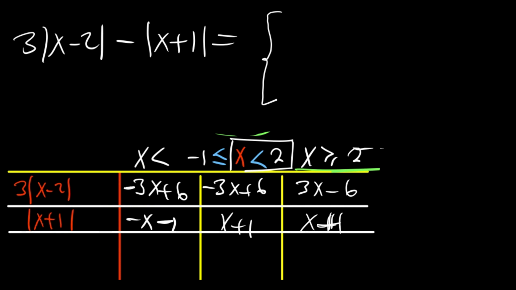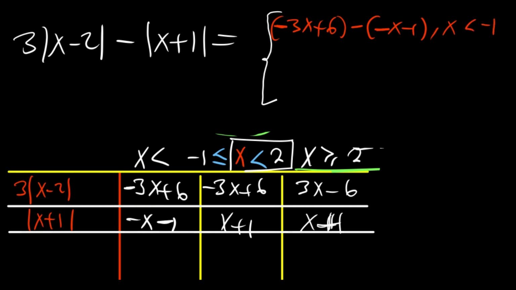So now we'll say negative 3x plus 6. Okay? I put them in the brackets. Minus. Again, minus this chap here down. So minus x minus 1. The condition is that x is less than negative 1.